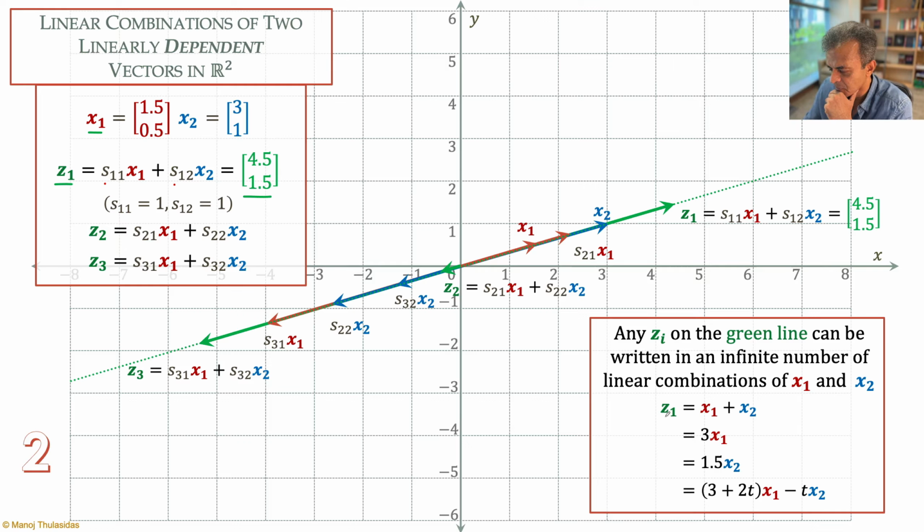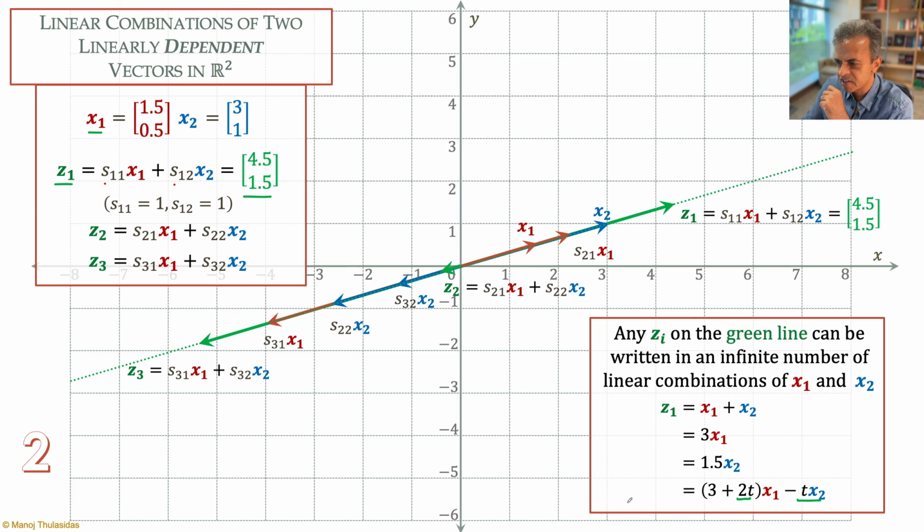So I can write my z1, 4.5, 1.5, as x1 plus x2, or 3x1, or 1.5x2, or really (3 plus 2t) times x1 minus t times x2, t being any number, because 2 times x1 is x2. So this term and this term will just cancel. So my green vector can be expressed as any number of linear combinations, and that actually corresponds to something that you already know, even though it is not completely obvious at this point. It is the situation where you have an infinity of solutions.